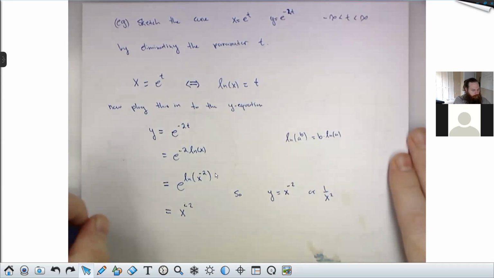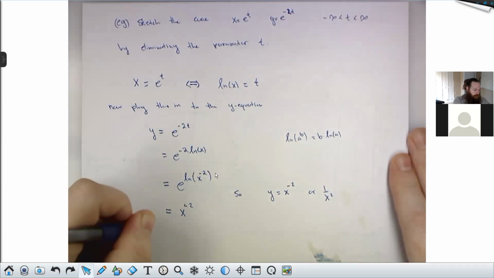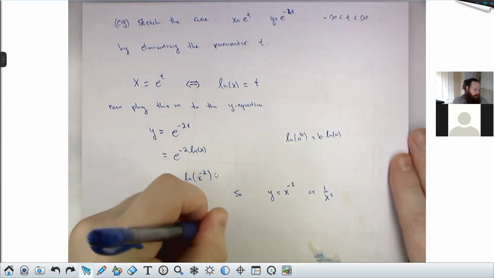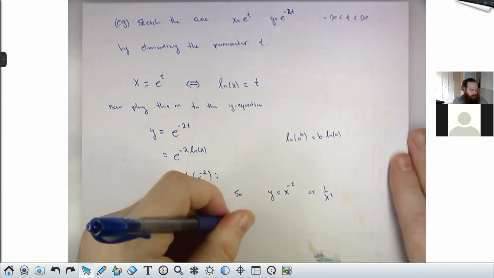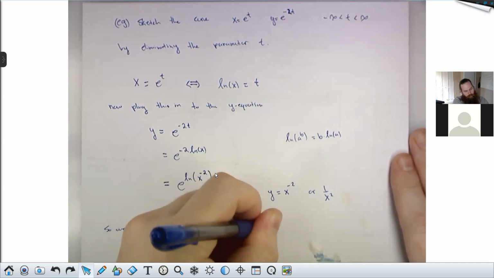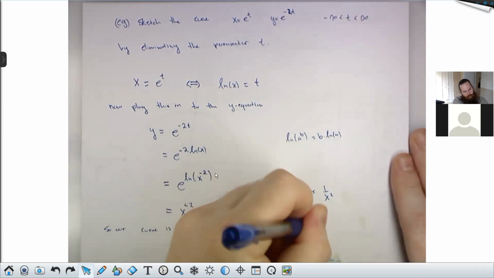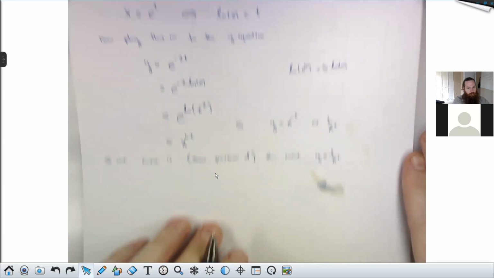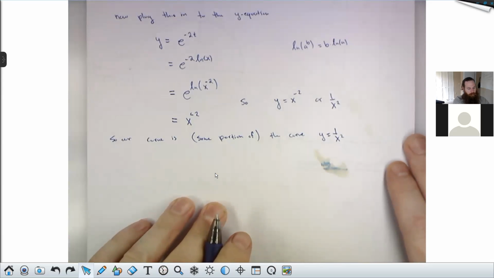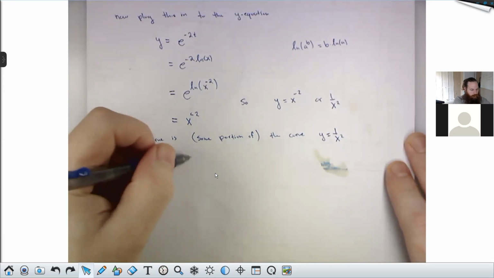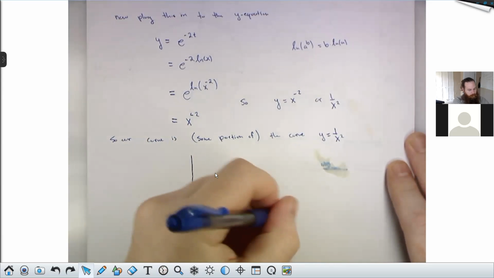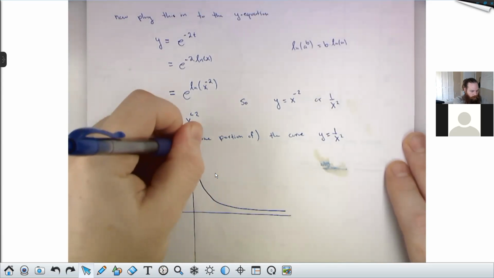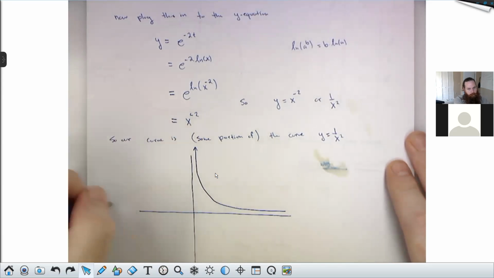So our graph is not necessarily the whole thing, but some portion of the curve y equals 1 over x squared. So 1 over x squared, what does that look like? Well, there's a piece over here, and there's a piece over here, right?